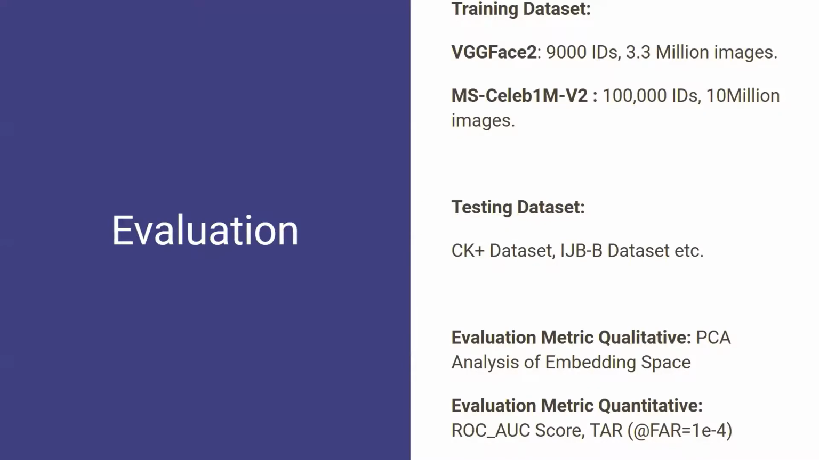Results. We evaluated our model on several testing datasets. For training, we trained our models on several large datasets that consisted of hundreds of thousands of individuals with millions of images. For evaluation, we perform a qualitative and a quantitative evaluation. For the qualitative evaluation, we provide the principal component analysis of the embedding space. And for quantitative analysis, we provide the ROC AUC scores and true acceptance rate at a particular false acceptance rate value.